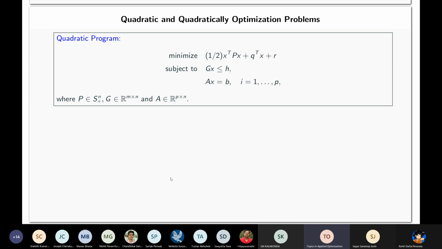Now let us move to the quadratic optimization problem, or quadratic programming, and then there is also a variant of this, called the quadratically constrained quadratic program. Okay, so let us see one by one. So this is the so-called quadratic program or quadratic optimization problem. Naturally, you see a general form of a quadratic function is of this form, right?